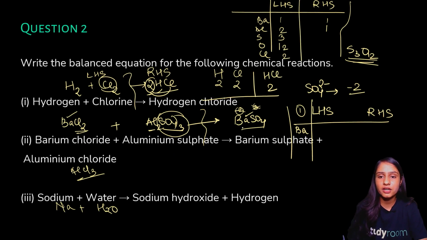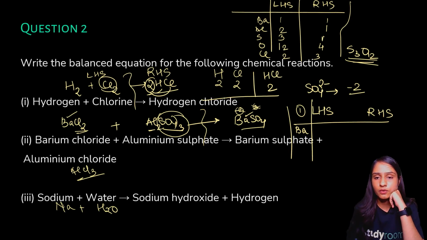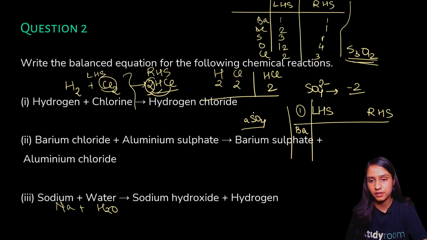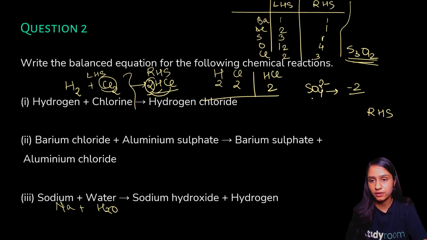Now, what about the RHS? Sulfur here is 1. Oxygen is 4. Chlorine 3. Now what will you do over here? Let me just explain it very briefly, because this is important.